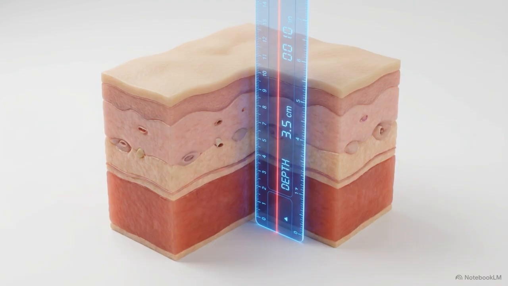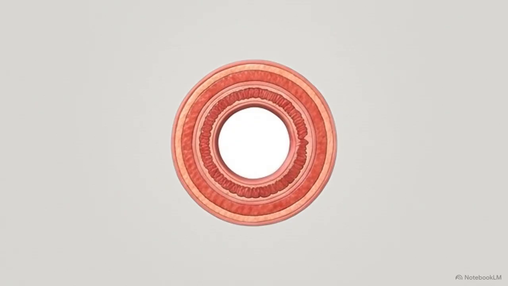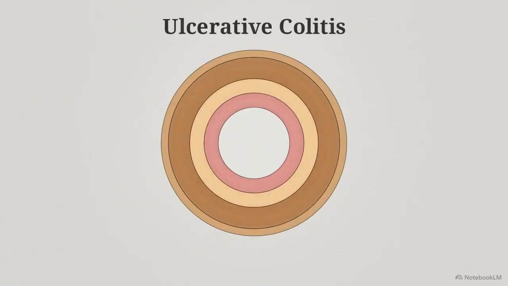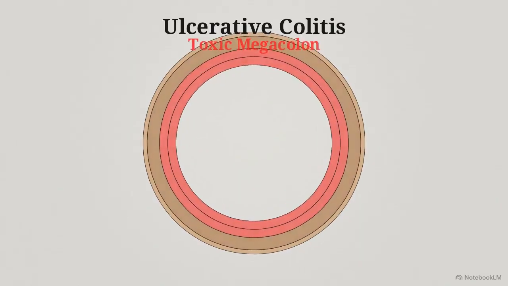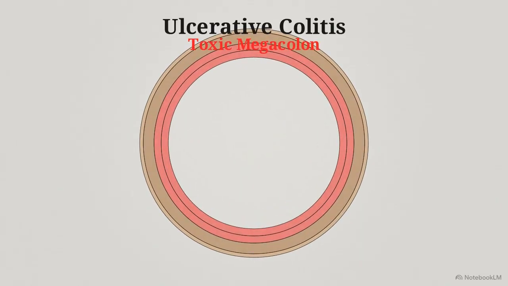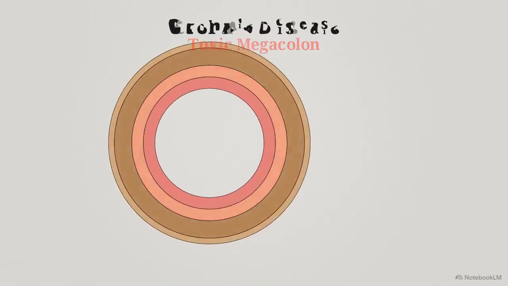The more critical clinical differentiator is the depth of inflammation penetrating into the bowel wall. This cross-section shows the layers of the intestine. In ulcerative colitis, the disease is strictly confined to the inner mucosal and submucosal layers. Because the damage is on the surface, the mucosa develops intense friability. This leads directly to the classic presentation of bloody diarrhea and carries the acute risk of massive dilation, known as toxic megacolon. Crohn's disease behaves entirely differently.